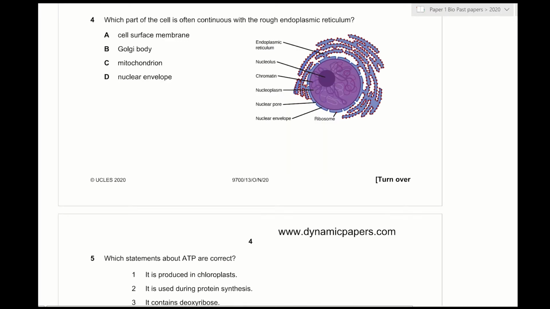4. Which part of the cell is often continuous with the rough endoplasmic reticulum? Here, I've included a diagram to make it easier for you to visualize. As we all know, the rough endoplasmic reticulum is continuous with the nuclear envelope. Therefore, the answer is going to be D.